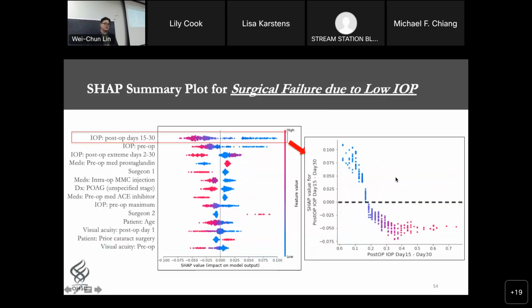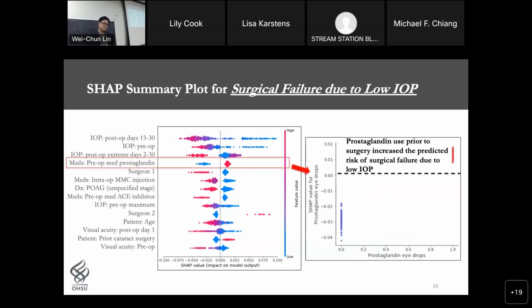And here's the summary plot for the surgical value due to low IOP. Right now, it's not for the high IOP. We can see the postoperative week 2 to 4 IOP is still the most important one, and shows a linear relationship. But compared to the high IOP case, the linear relationship is not as clear. And in the low IOP surgical value prediction, low IOP during that period increased the predicted risk.